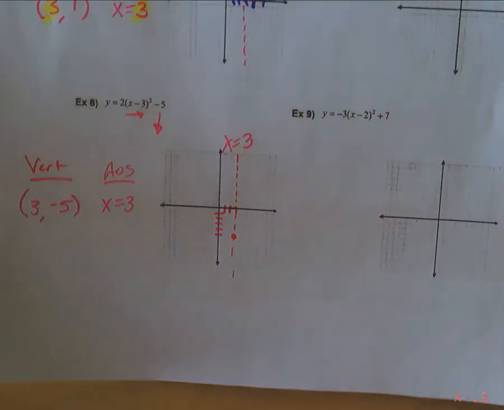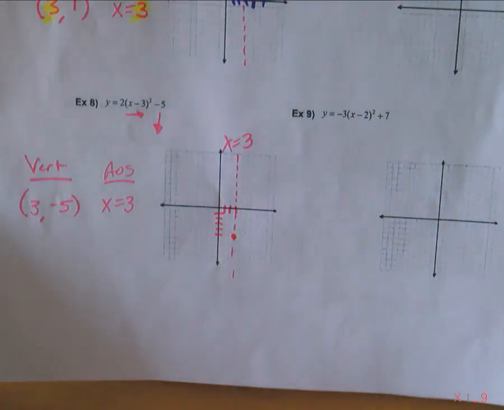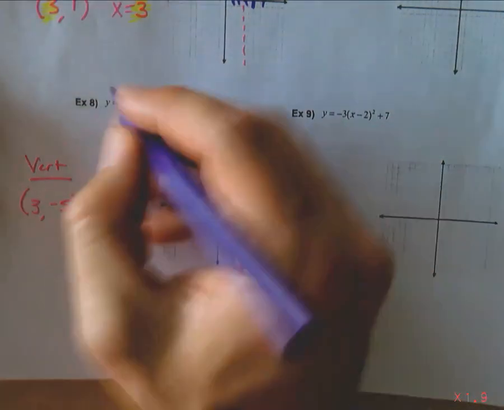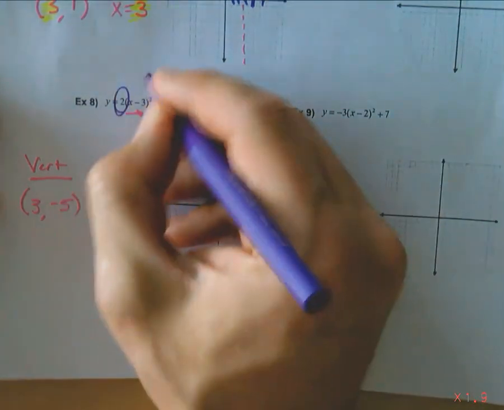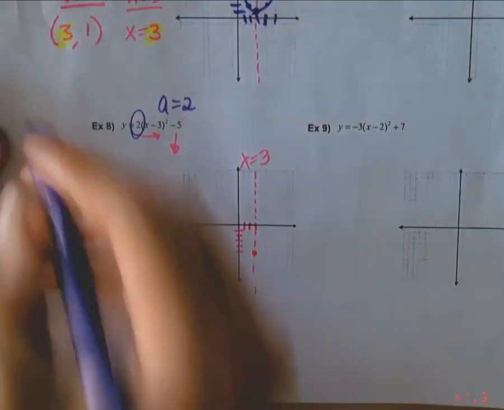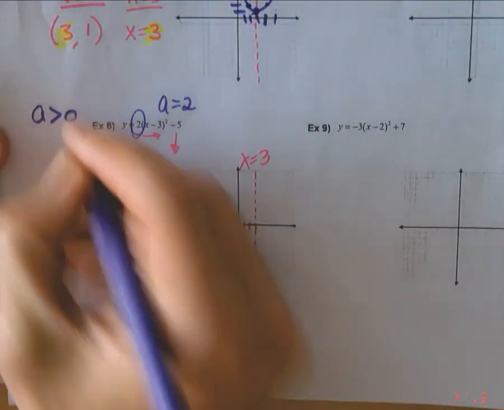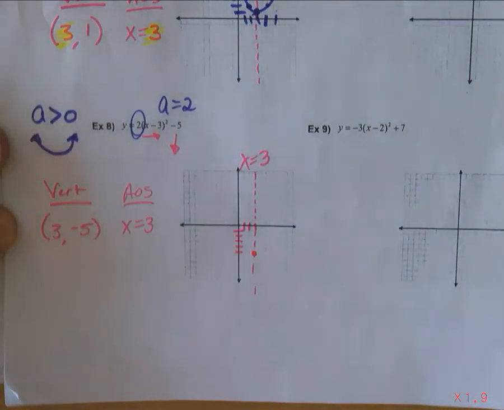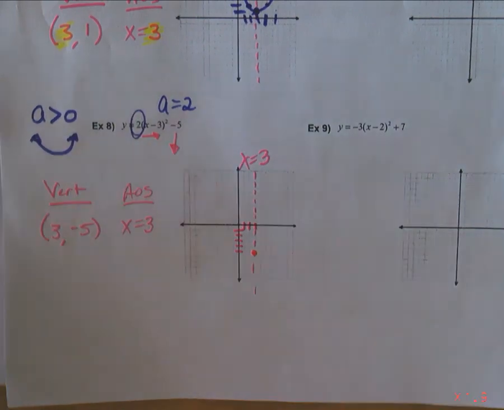Well, now I don't apply any other points yet. Normally, I go over 1, up 1, over 2, up 4. But that's if I don't have an A value, right? I have an A value now. I have an A value that's 2. And we talked about today, if that A value is greater than 0, it's a smiley face. So it's definitely a smiley face. 2 is greater than 0.